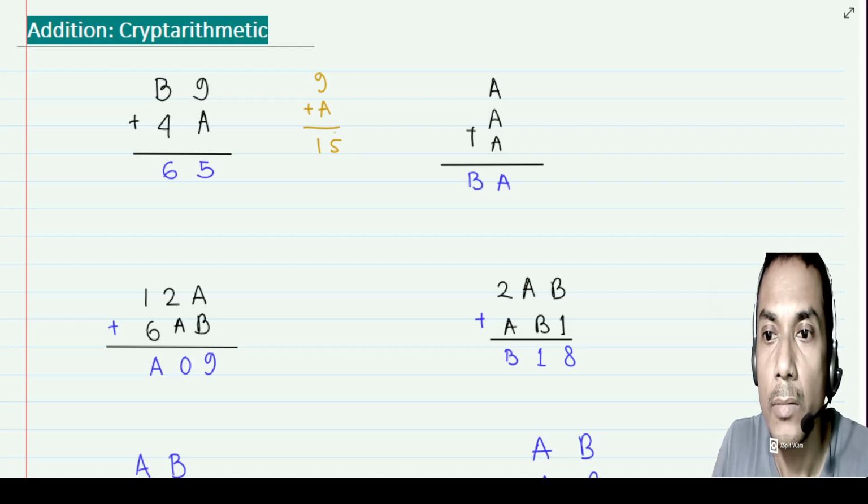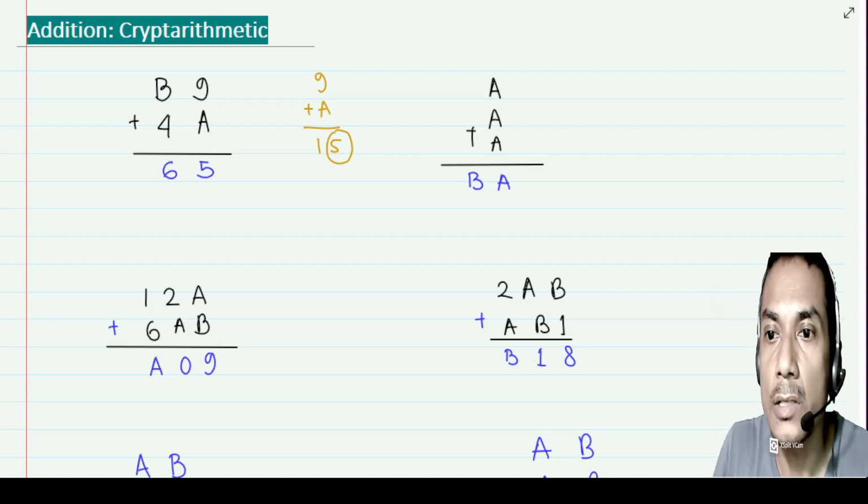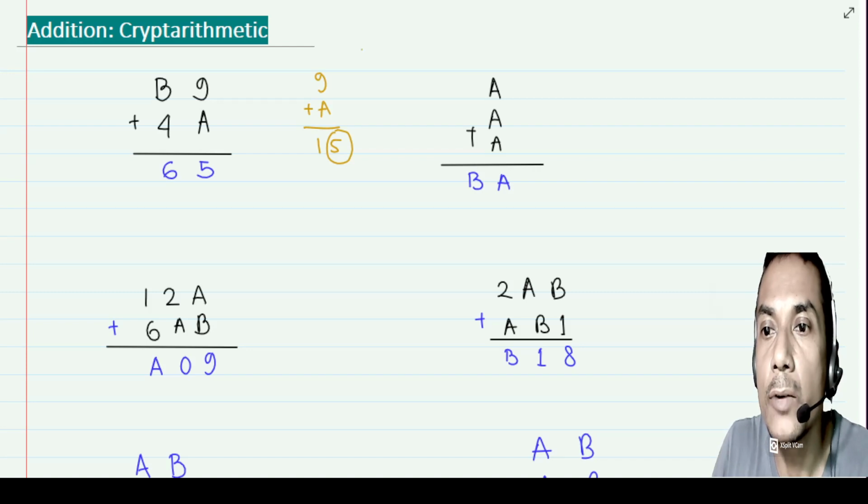Why do I consider 1 here? Because look, what is the concept? The concept is, suppose A is 0. I already told you that A could be from 0 to 9.